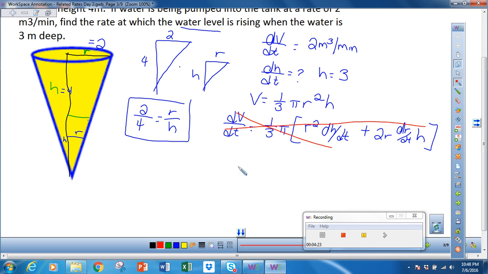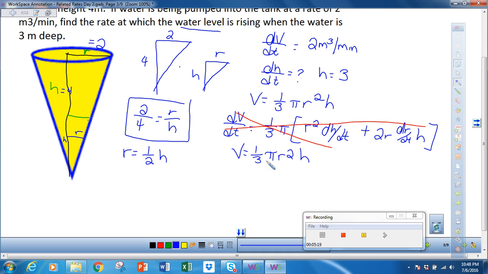Let's go back to our original formula, which was V equals 1/3 pi r squared h. What if I could eliminate one of the variables so that I wouldn't have to use the product rule? That would be a pretty neat thing to do. So I'm going to go back to that similar triangle that I drew earlier. Since I'm trying to find dh/dt, I want h in my problem, but I want to get rid of r so I don't have to worry about dr/dt. So I'm going to solve for r in terms of h. I get that r is equal to 1/2 h.